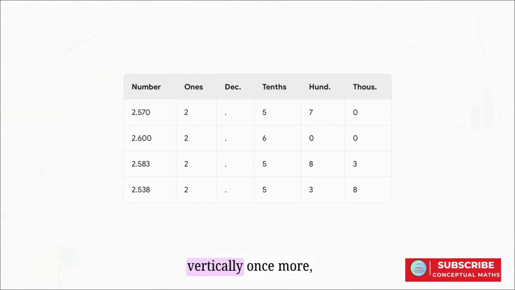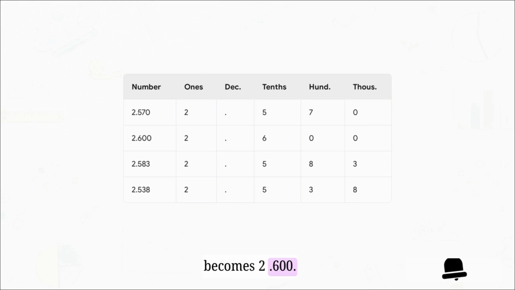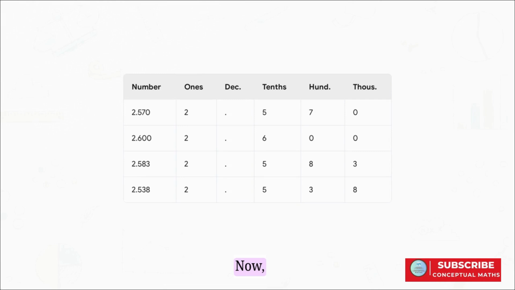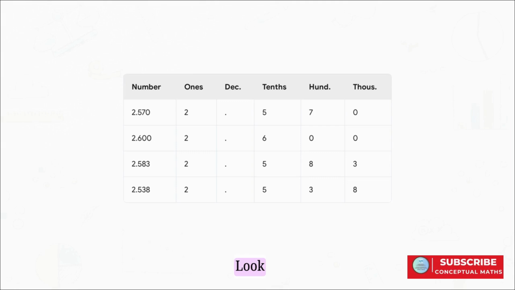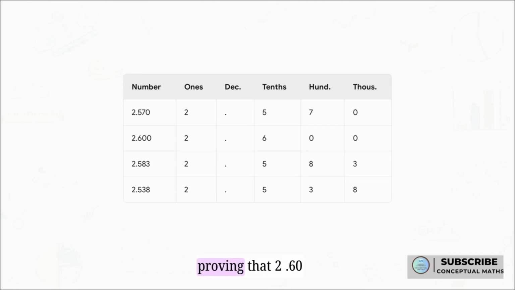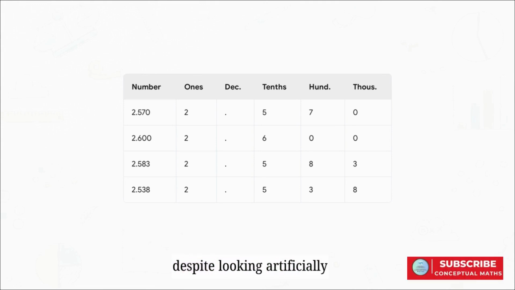We stack the numbers vertically once more, filling in those vital placeholder zeros. 2.6 becomes 2.600. 2.57 becomes 2.570. Now, scanning the columns, the ones are all 2. The tenths are mostly 5s, but wait, look at the 2.600. It has a 6 in the tenths place, proving that 2.60 is actually the absolute largest number in the pack, despite looking artificially short at first glance.